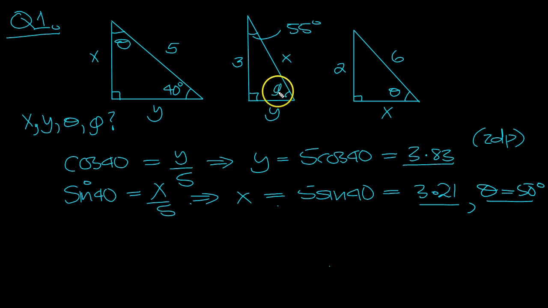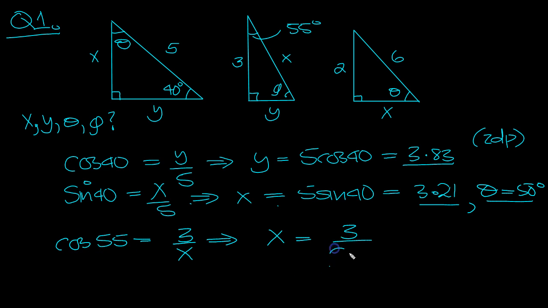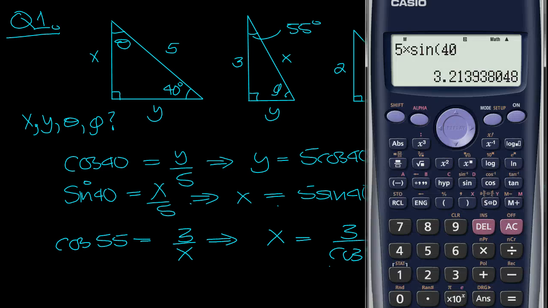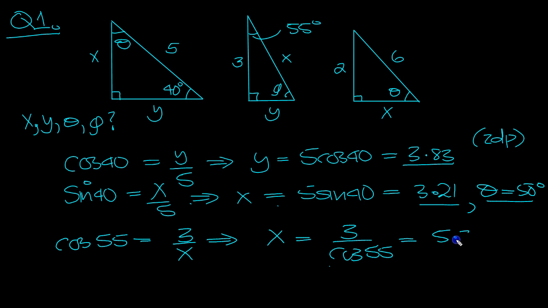Second one here, we've got 3. We've got this angle here, 55, so let's use this angle, adjacent over hypotenuse. So cosine 55 is equal to 3 over x. Move the x up to times, leave the 3 as is, and move the cos from times now down to divide. And I've done both of those things in one fell swoop. 3 divided by cos of 55. 5.23 for x.